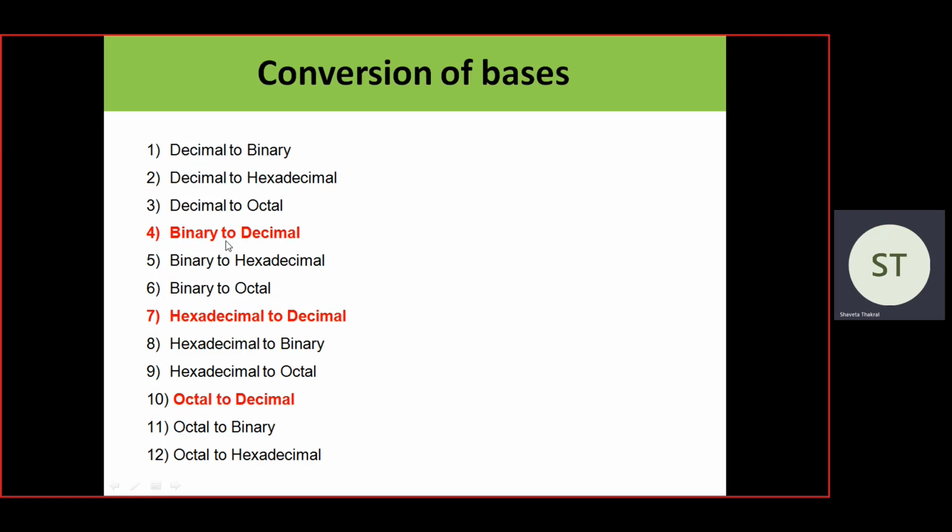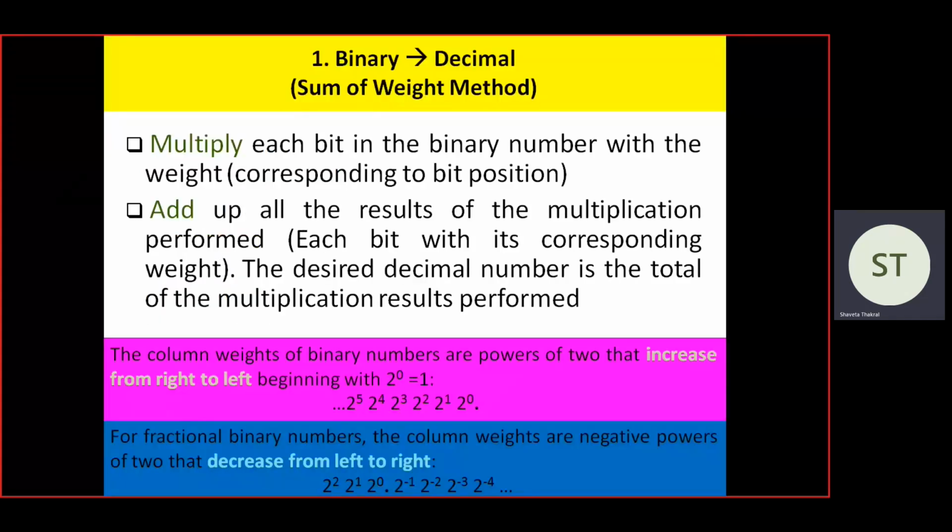The common point in all these three conversions is that we are converting from any other number system to the decimal number system. For example, binary to decimal, hexadecimal to decimal, octal to decimal. So we are converting to the decimal number system from any other number system. First is the binary to decimal conversion, and here we are going to use the sum of weight method.